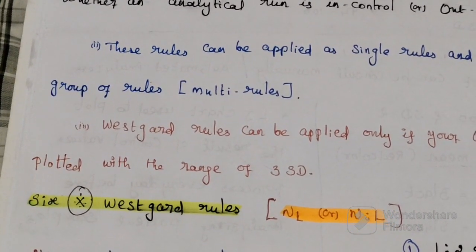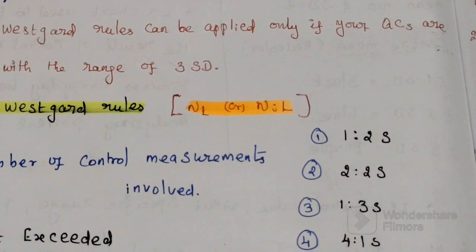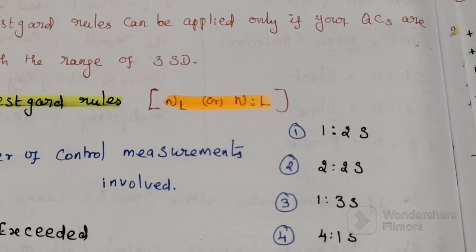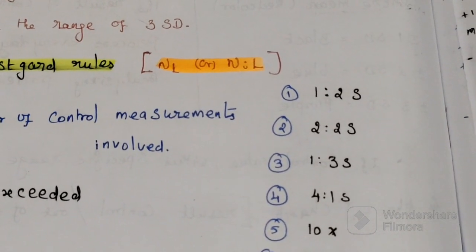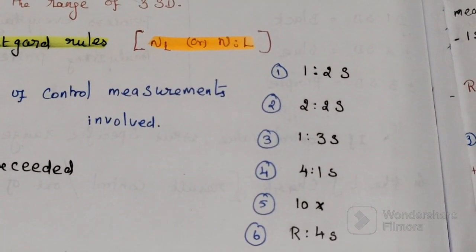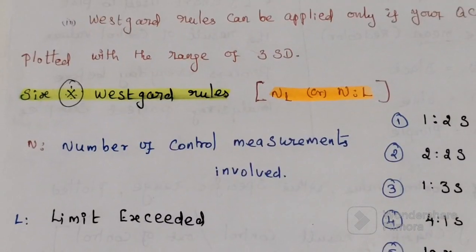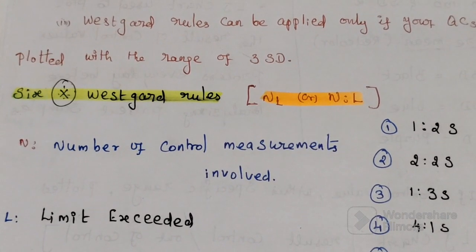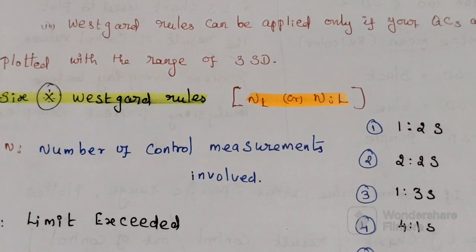So there are 6 important Westgard rules: 1-2s, 2-2s, 1-3s, 4-1s, 10x, and R-4s. These are the 6 important rules. Many laboratories use only 1-2s, 2-2s, and 1-3s on a routine basis.